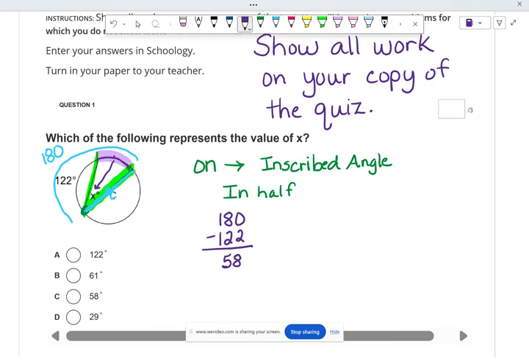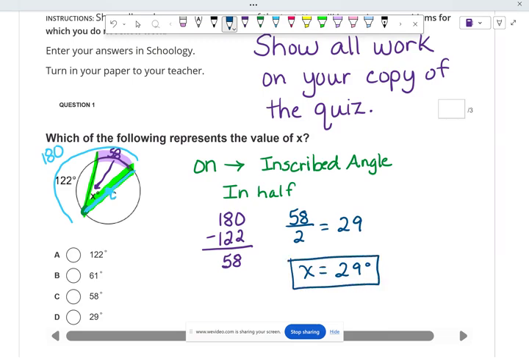All right, so let's come back and fill in. This missing arc is 58. And when we take it in and inscribe it, we have to cut it in half. 58 divided by 2 is 29. So x equals 29 degrees.